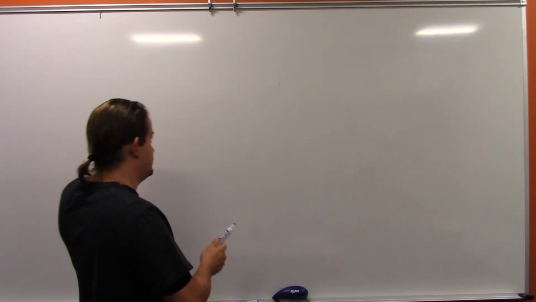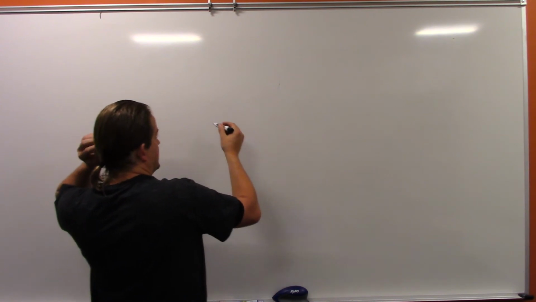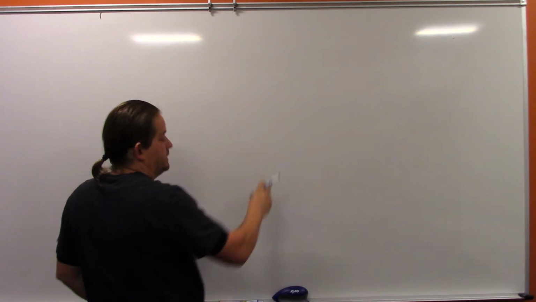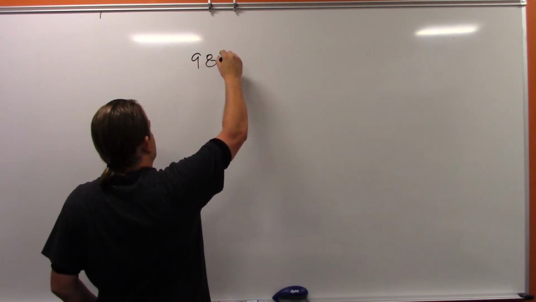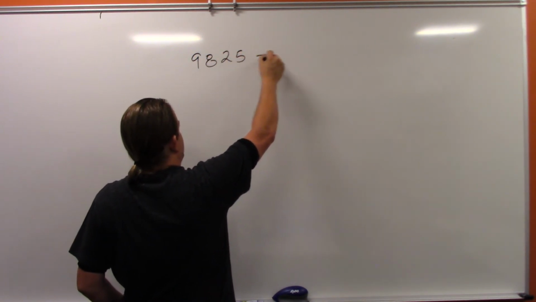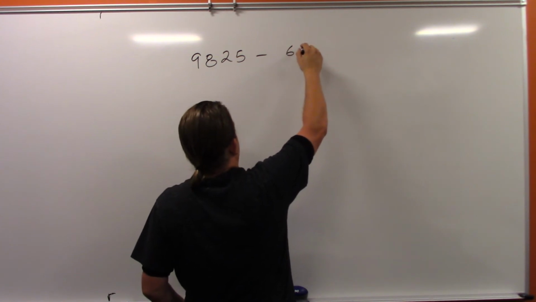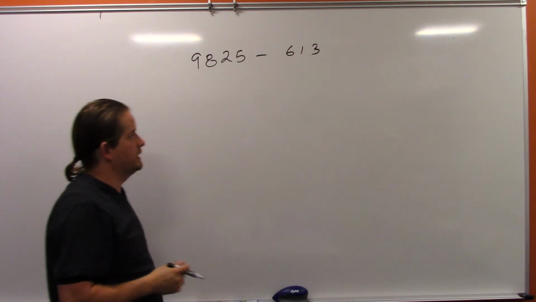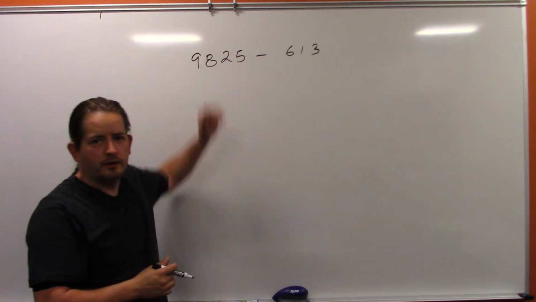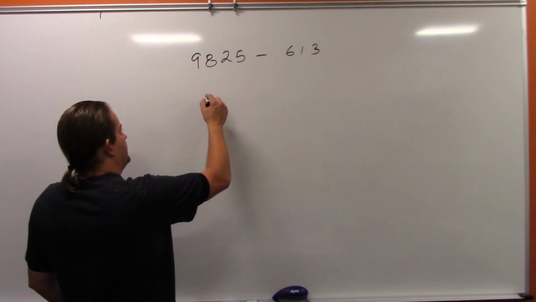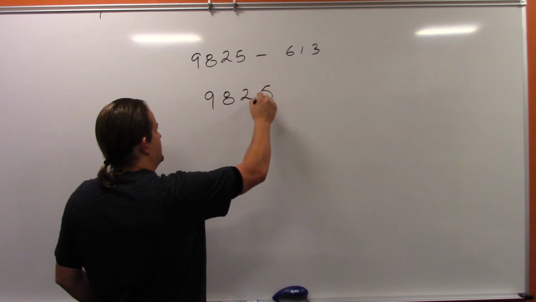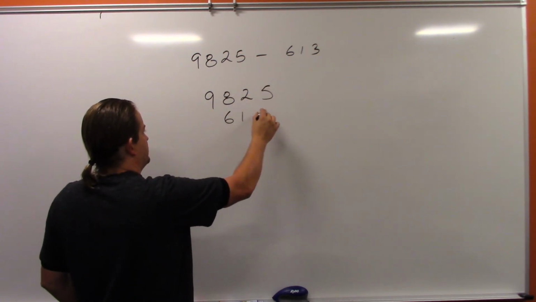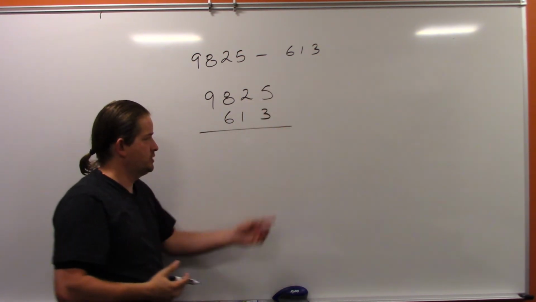Let's look at a big subtraction, right? The same process happens here. If I have something like, say, 9,825 minus 613, right? Something like that. I'm going to line these up again. 9,825 minus 613. And then just subtract the ones.